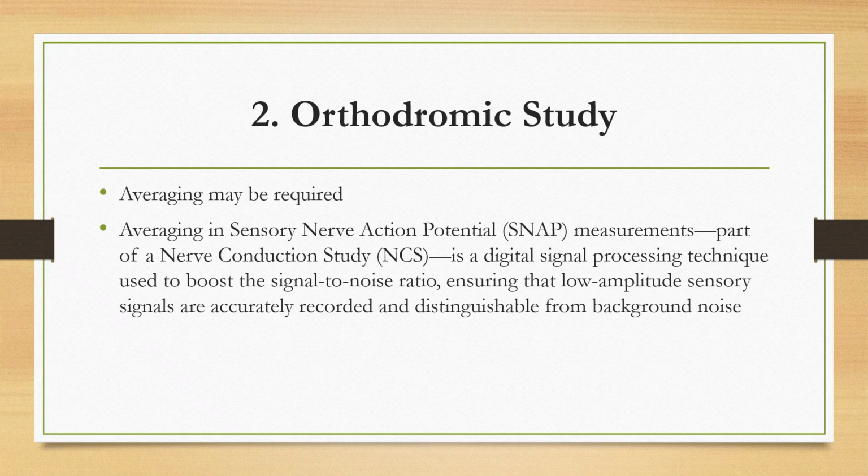Averaging in SNAP measurement, part of the nerve conduction study. It is a digital signal processing technique used to boost the signal to noise ratio, ensuring that low amplitude sensory signals are accurately recorded and distinguishable from the background noise.